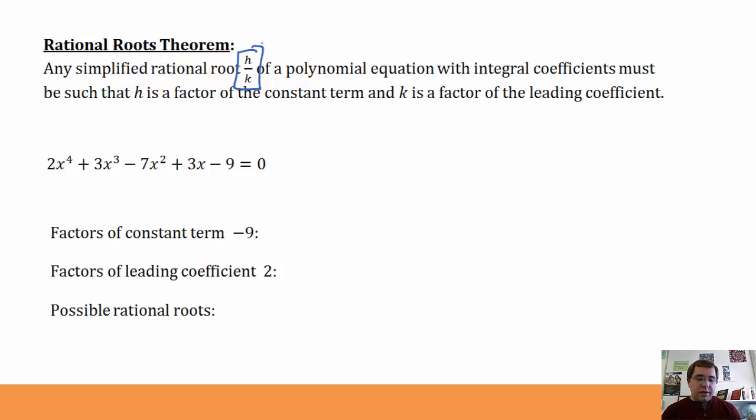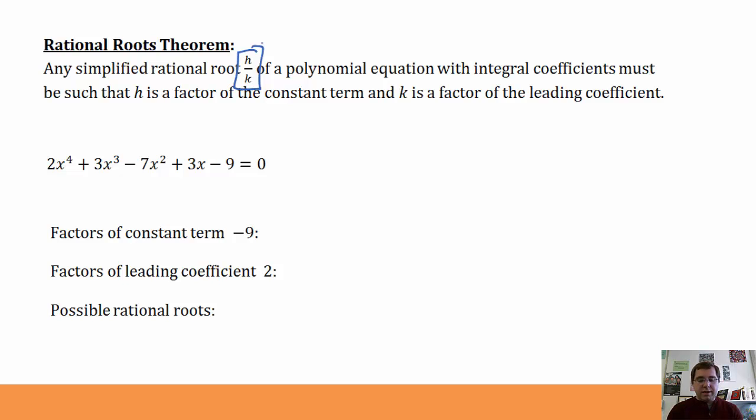So if I have one of a polynomial equation with integral coefficients, then it must be the case that the numerator, h, is a factor of the constant term. So that's the term that does not have an x in it at all. And k, the denominator of my root, must be a factor of the leading coefficient. That's the coefficient of the highest power term, the term that gives me the degree of the polynomial.